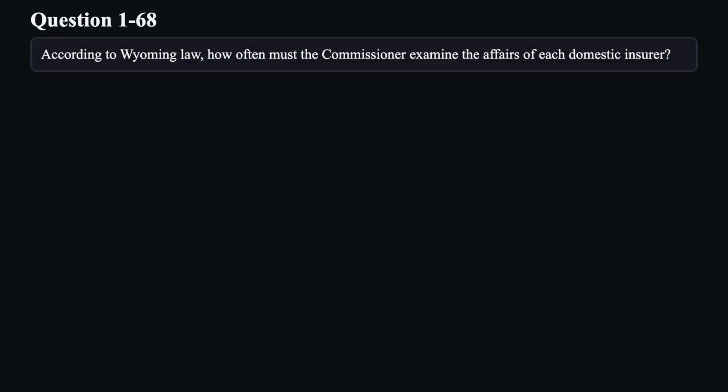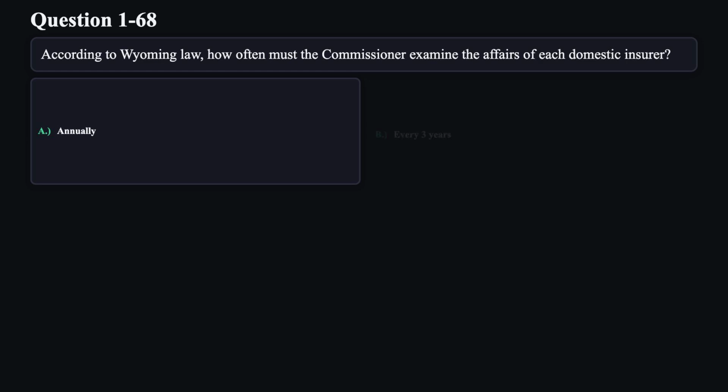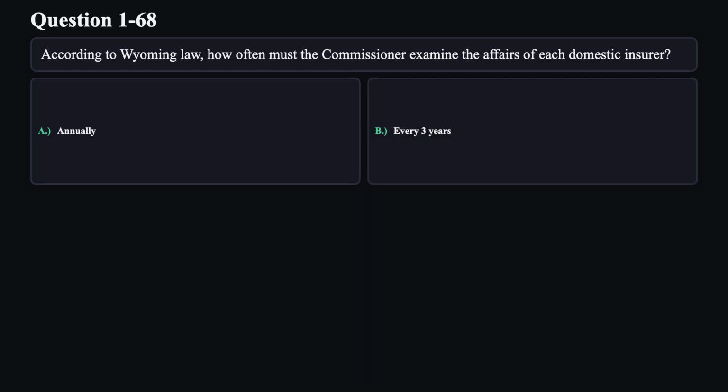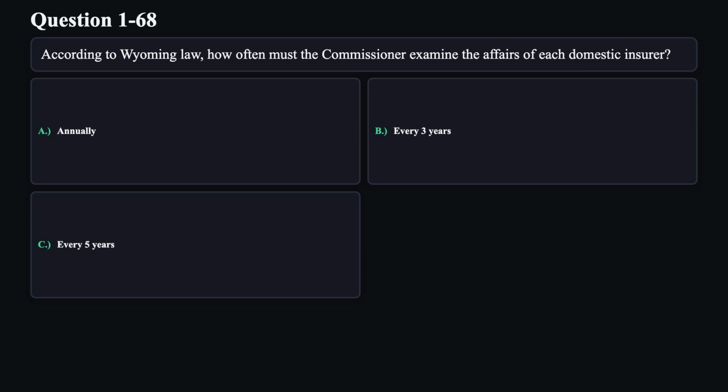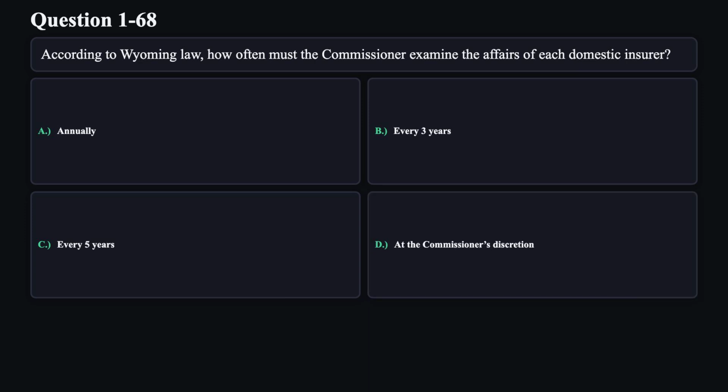Question 68. According to Wyoming law, how often must the commissioner examine the affairs of each domestic insurer? A. Annually. B. Every 3 years. C. Every 5 years. D. At the commissioner's discretion.